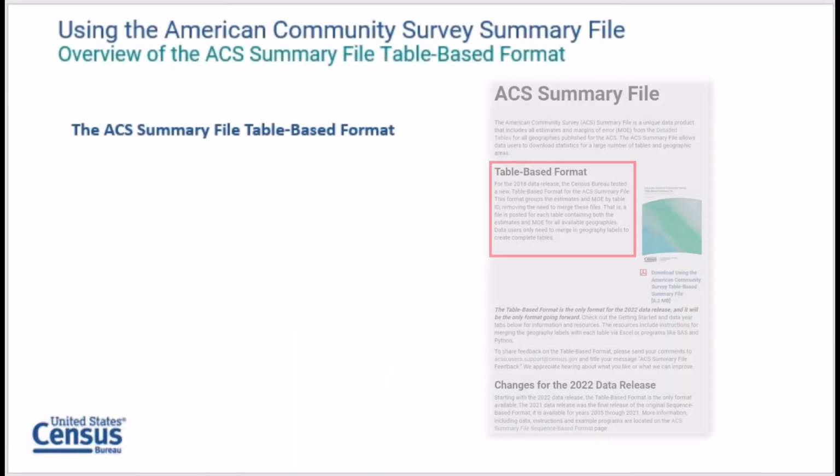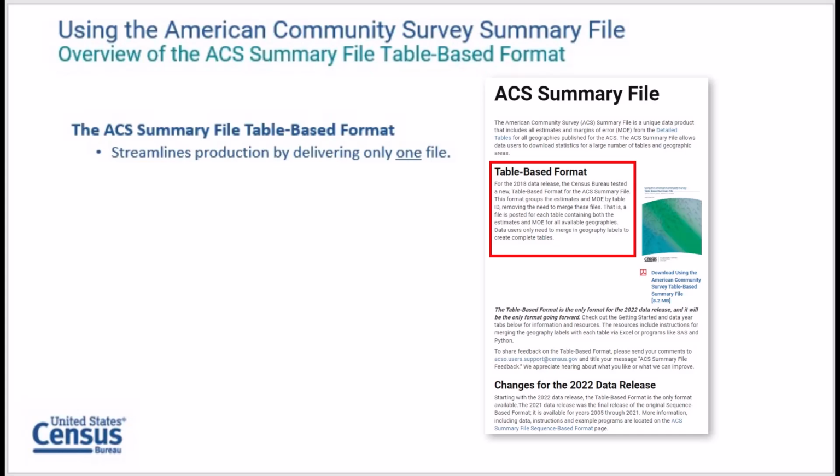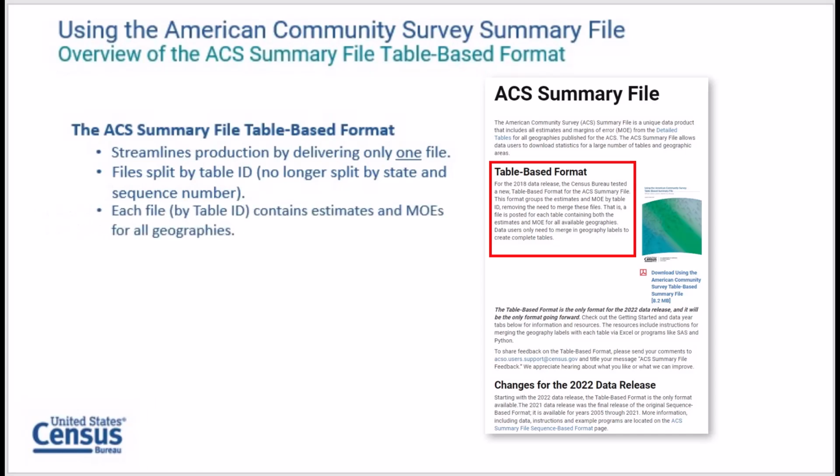The table-based summary file format streamlines the summary file production by delivering only one file. Instead of splitting the files by state and sequence number, this format is by table ID. That is, we post a file for each table containing the estimates and margins of error for all geographies. The table-based format is much easier to work with than the sequence-based format because the estimates and margins of error for each table are combined into one file.